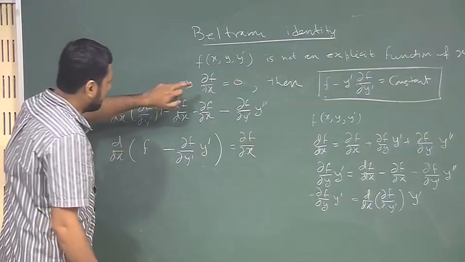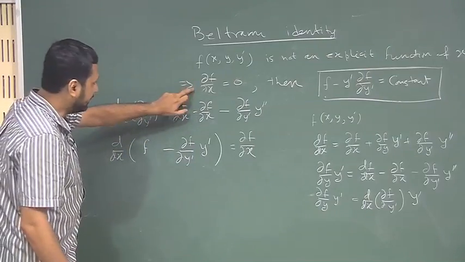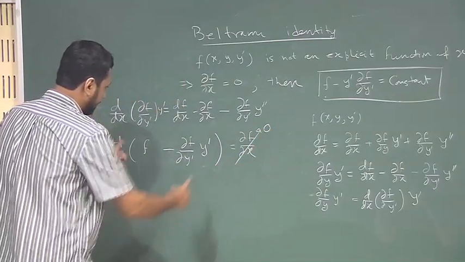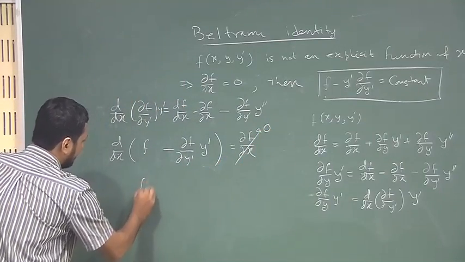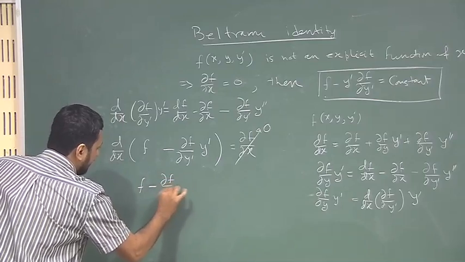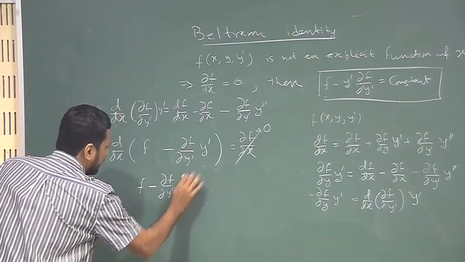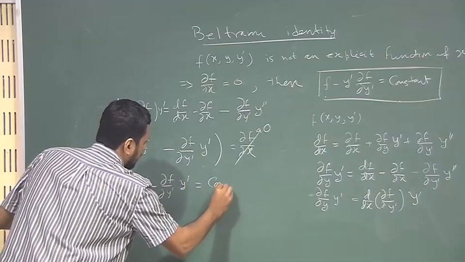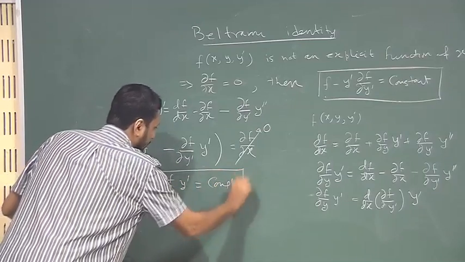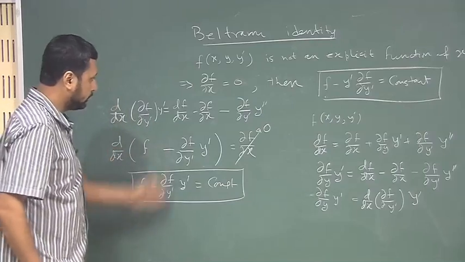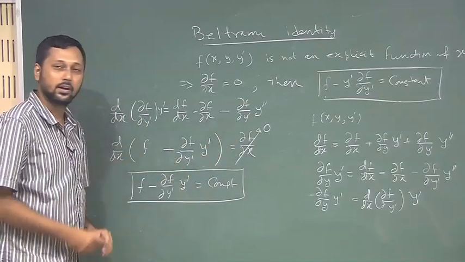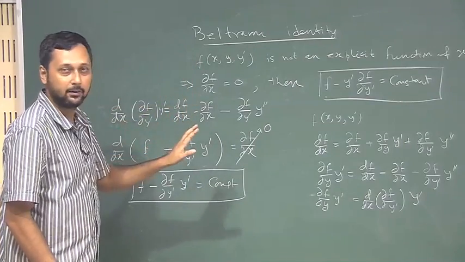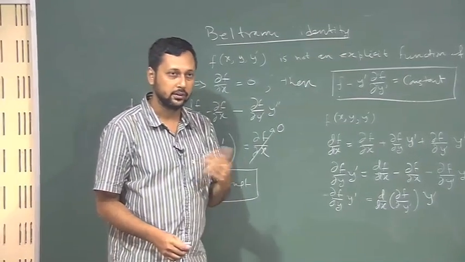Now, going back to this identity, if this side is equal to 0, then we immediately see this whole thing equal to 0, and we get f minus y' ∂f/∂y' is equal to a constant. Very good, so we proved it. It is a very easy proof, 3 or 4 lines essentially. This is called the Beltrami identity. Please keep this in mind, because we will be using this on and off.